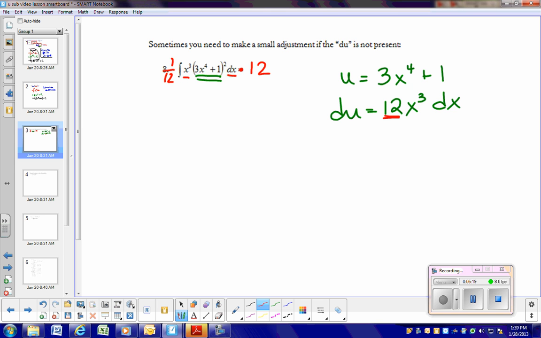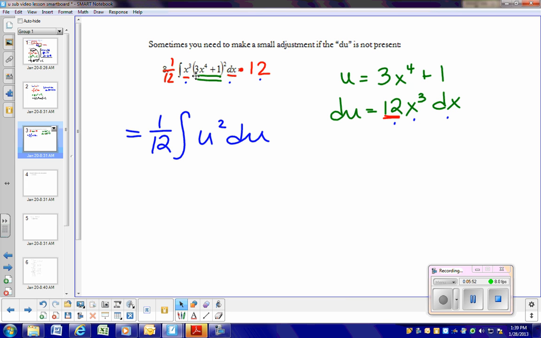I say I needed a 12 on the inside, so I needed to balance that with a 1/12 on the outside. If you look at the part that's written in red, I'm really multiplying by the number 1. 1/12 times 12 is 1, and that's what keeps it legit, right? Mathematically legal, is that I'm just multiplying by 1. Now if we switch over to u's, the part underlined in green is u to the second, and all these pieces in red here were those. So that's du.